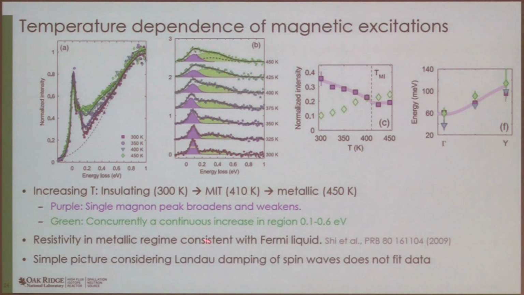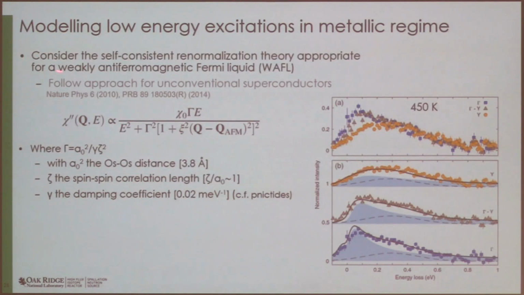Okay, so at high temperature, this material is predicted to be a Fermi liquid, at least from resistivity. So we tried just a simple Landau damping, that didn't fit the data. So we went slightly beyond and looked at a weakly antiferromagnetic Fermi liquid model. This approach has been applied to unconventional superconductors as well, where you can introduce some correlation distance, osmium to osmium distance, correlation length, and a damping coefficient. And if we put in these parameters shown in the brackets, you can see the solid line. We have very nice agreement to the data at various points in the Brillouin zone.